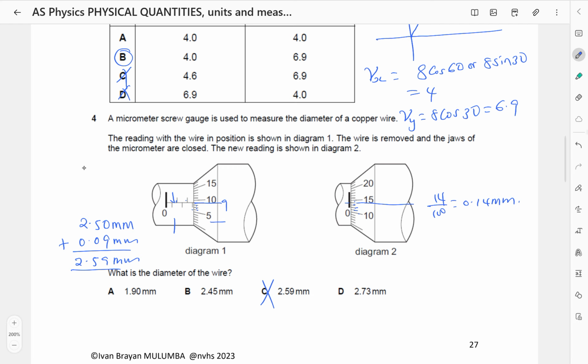And that error is positive, because when the jaws are closed, the 0 is to the left of the datum line, so the error is going to be positive. So the diameter is going to be 2.59 minus the zero error, which is 0.14. This gives us 2.45 millimeters. So our answer is going to be B.